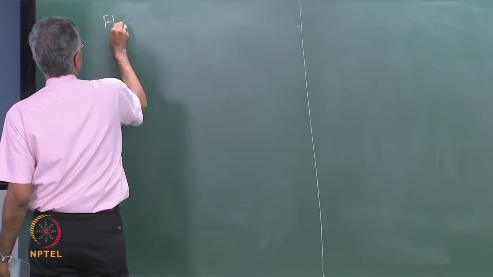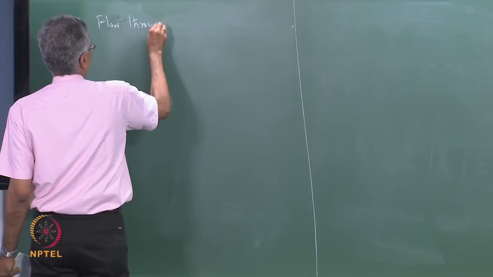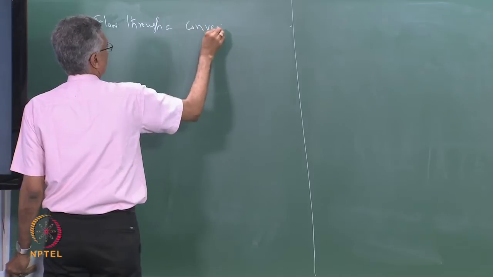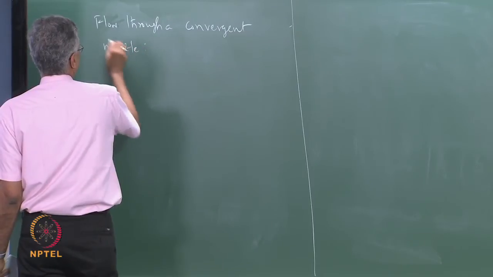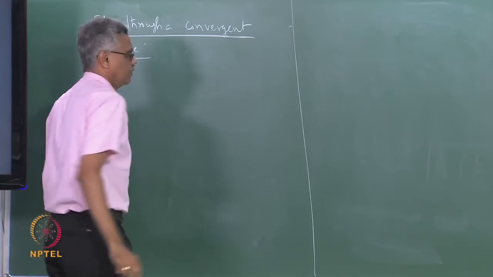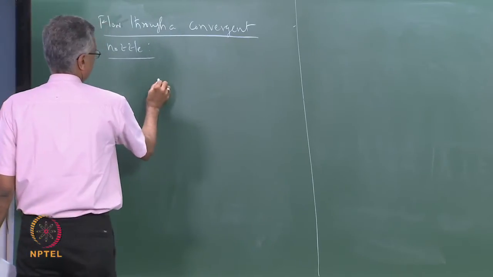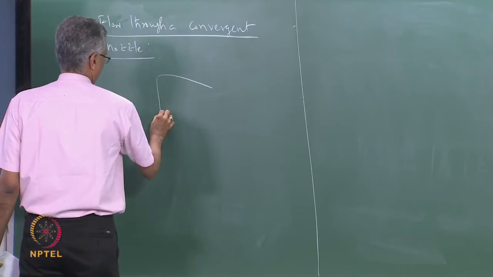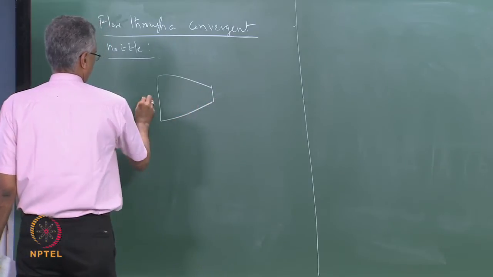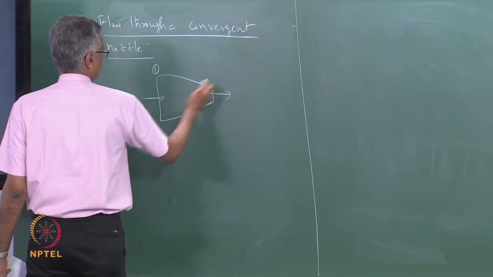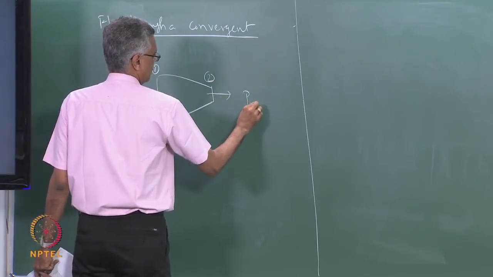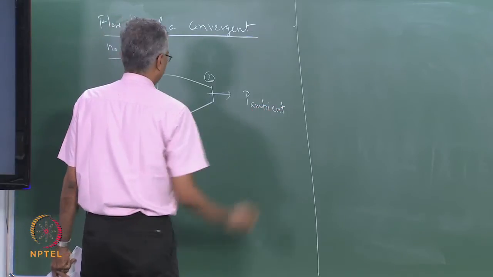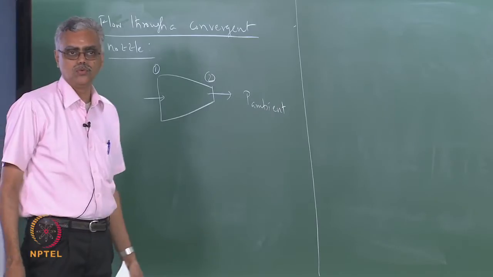Now, we are going to look at flow through a convergent nozzle. So, we have, let us say, a convergent nozzle like this. Let us label this inlet as 1, this outlet as 2, and let us say that the ambient pressure is P ambient and the stagnation conditions are known.